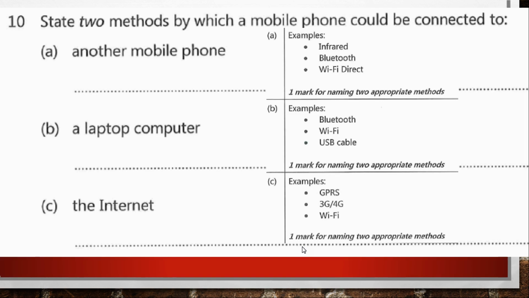So you get 1 mark for answering two appropriate methods. So infrared and Bluetooth. It could be Wi-Fi. You can connect mobile phones together with Wi-Fi. A laptop with a mobile: Bluetooth, and a USB cable. So you've got to think about these.